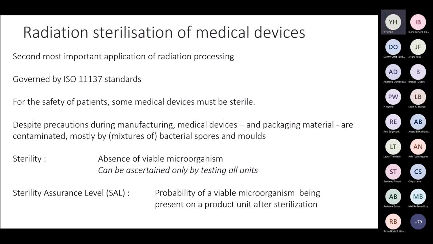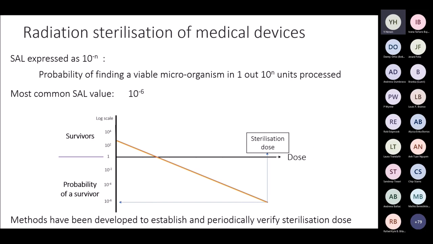And the concept that is now used is the sterility assurance level, which is a probability of a viable organism being present on a product unit after sterilization. And this is actually a more practical method. And this sterility assurance level will be expressed as 10 to the power minus n, meaning the probability of finding one viable microorganism in 10 to the power n. The common value is 10 to the power minus 6, so 1 in a million items manufactured and sterilized.